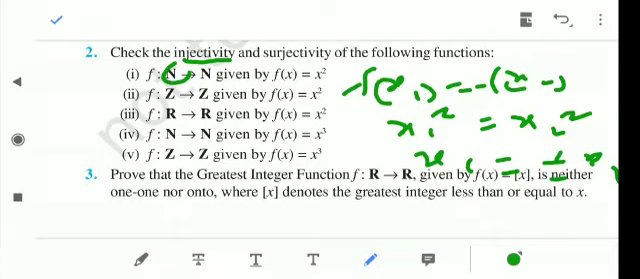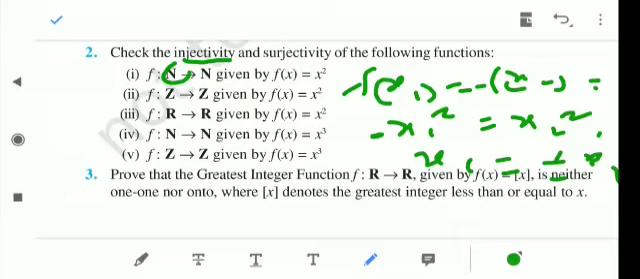So in this case f: N to N, f(x) equal to x square. Let us take two elements x1, x2 belonging to the domain N such that f(x1) equal to f(x2). Then f(x1) will be equal to x1 square, f(x2) will be equal to x2 square. If we take the square root, then x1 square equal to x2 square, then x1 equal to plus minus x2. So x1 may be equal to x2, or x1 may be equal to minus x2. Therefore the function is no longer 1-1. So the function is not injective, the first part.